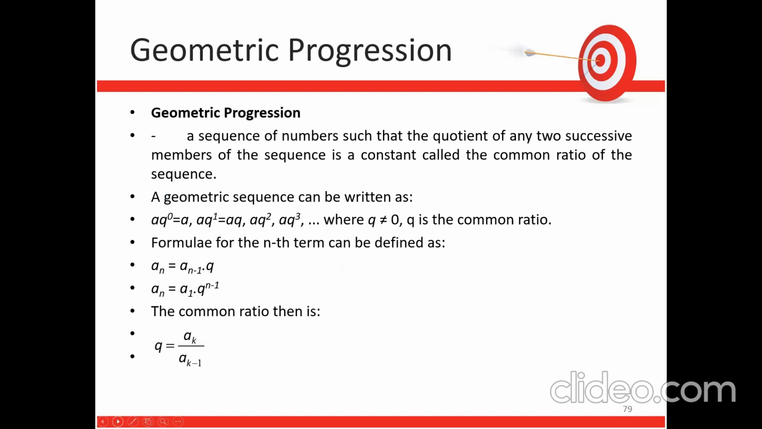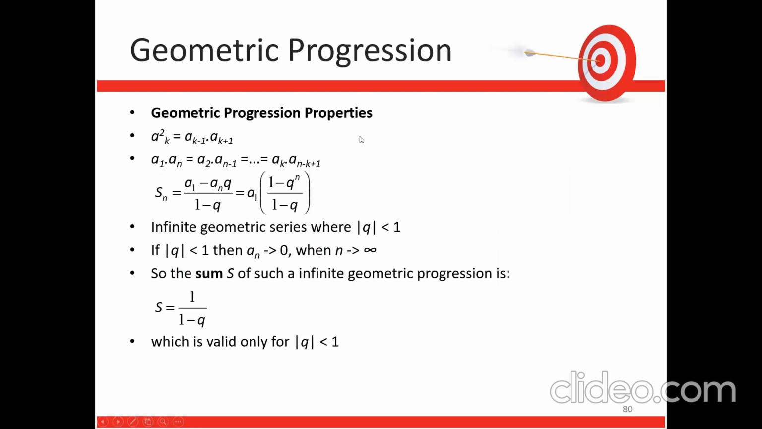For geometric progressions, a sub 2k is equal to a sub k minus 1 times a sub k plus 1. Also, a sub 1 times a sub n is equal to a sub 2 times a sub n minus 1 is equal to a sub k times a sub n minus k plus 1. So the sum S sub n is equal to a sub 1 minus a sub n times q over 1 minus q, or a1 times 1 minus q exponent n over 1 minus q.